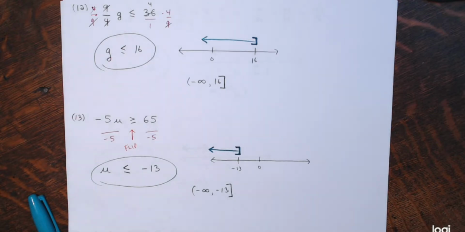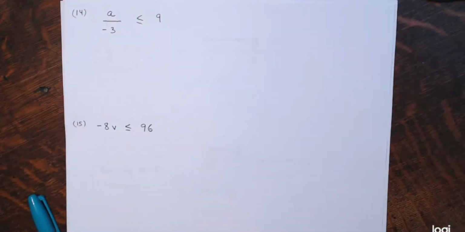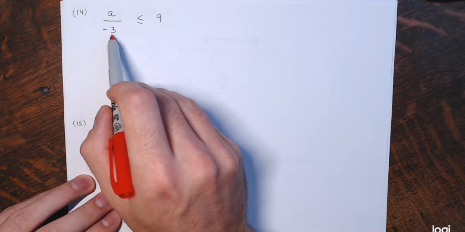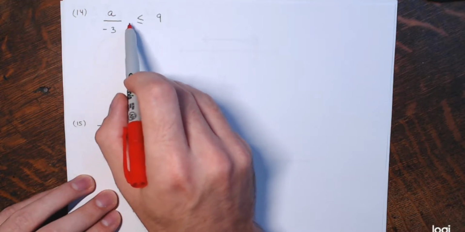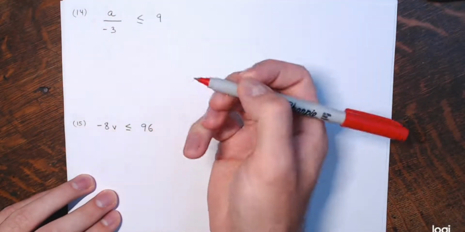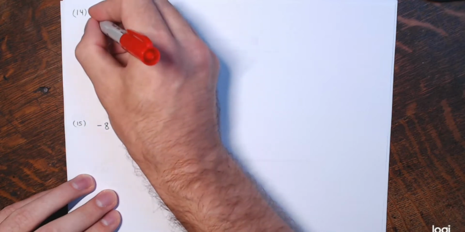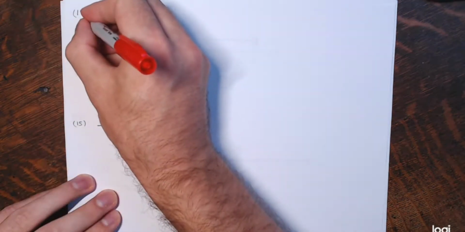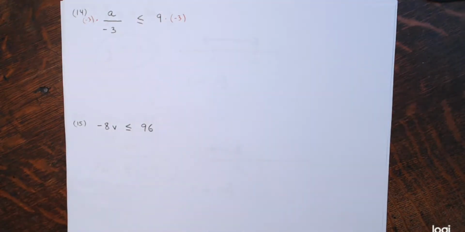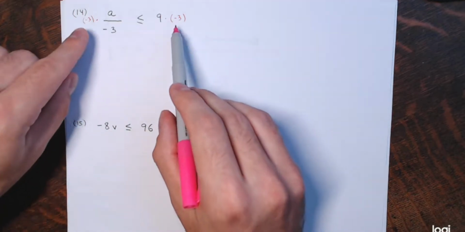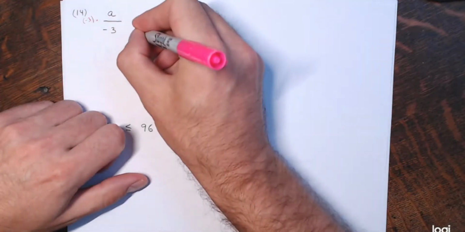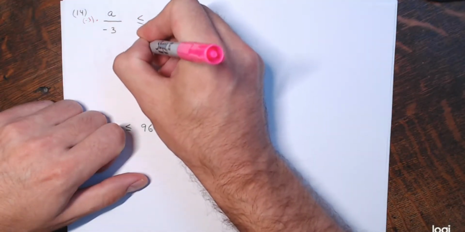All right, example 14. So here I've got a divided by -3. Now notice that's a negative number, is less than or equal to 9. So in order to undo division, we multiply. So instead of dividing by -3, if I want to get a alone, I multiply by -3, and I do the same thing to the other side. Now, just as with the last example, when you multiply or divide by a negative number, you're going to have to flip the inequality symbol. It'll change the direction of the inequality.